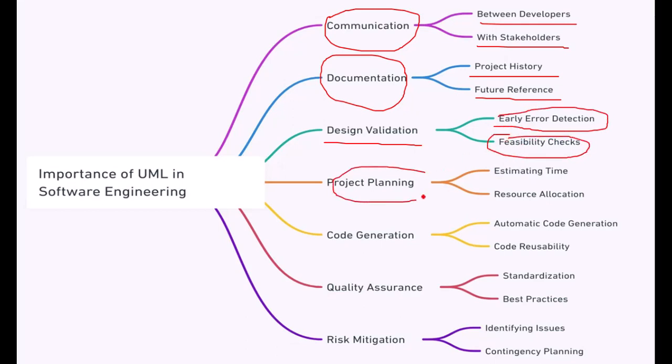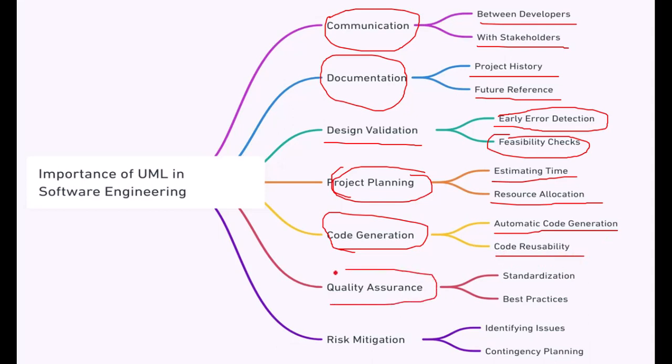In the project planning phase, you are definitely using UML for estimating time and resource allocation. For code generation, tools like Rational can generate the code, so automatic code generation is also possible through UML diagrams. Code reusability, quality assurance, standardization, and best practices are maintained. And for risk mitigation, it is not just risk that happens, you have to mitigate it, so you will be able to identify the risk through those UML diagrams, and also for contingency planning.